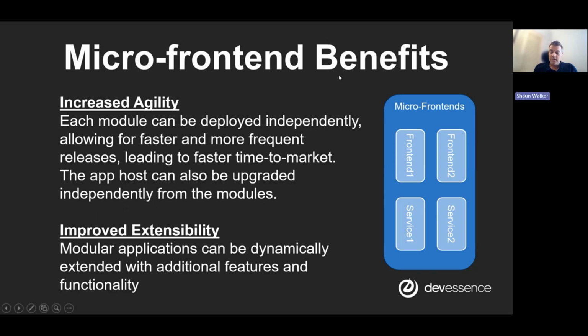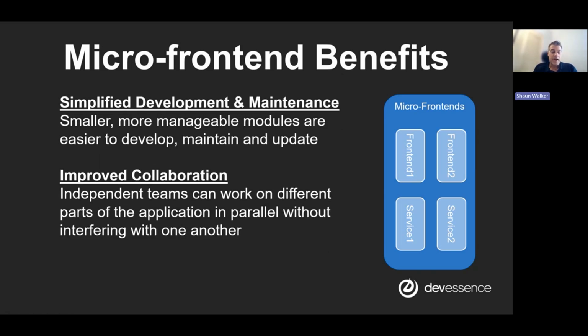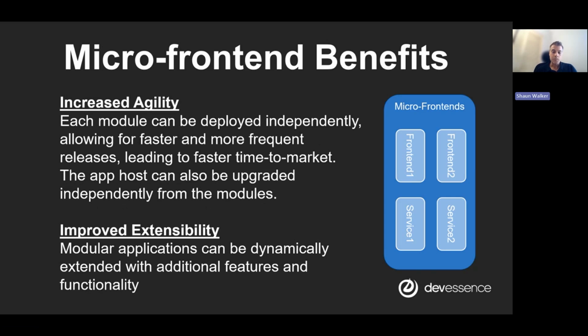They also can have improved collaboration, meaning that one of the problems when you have a large code base is if you have a lot of different developers working in that code base in parallel, sometimes they can step on each other's toes, they can interfere with one another, and it causes a lot more challenges in terms of coordinating the work. Whereas if you break things down much more cleanly into independent parts, you can have independent teams that work on those different parts in parallel without affecting one another. So that's another huge benefit of the micro-front-end approach.